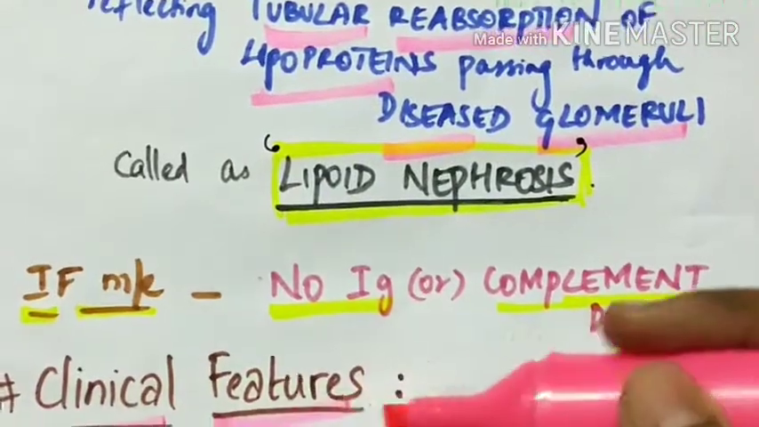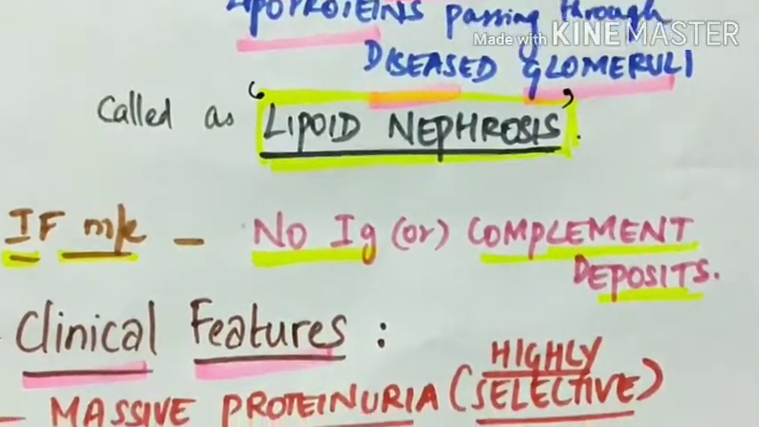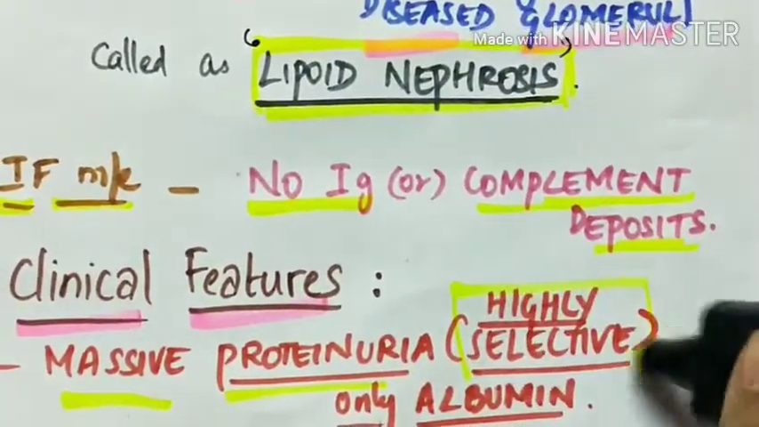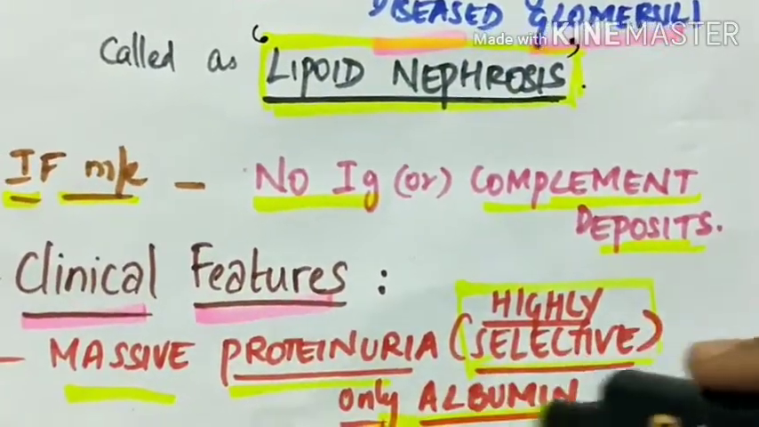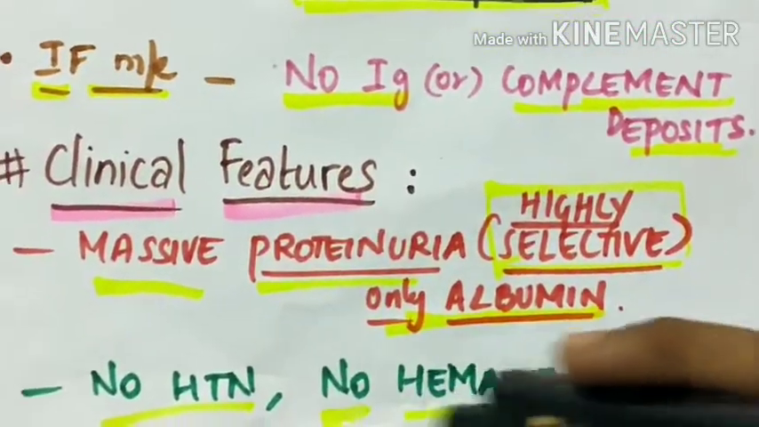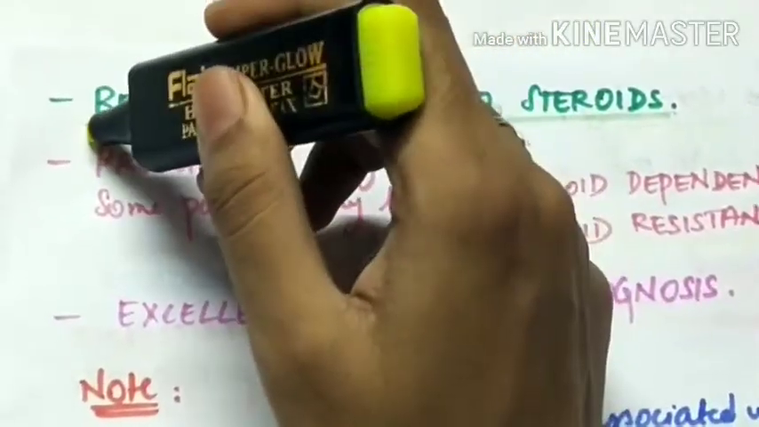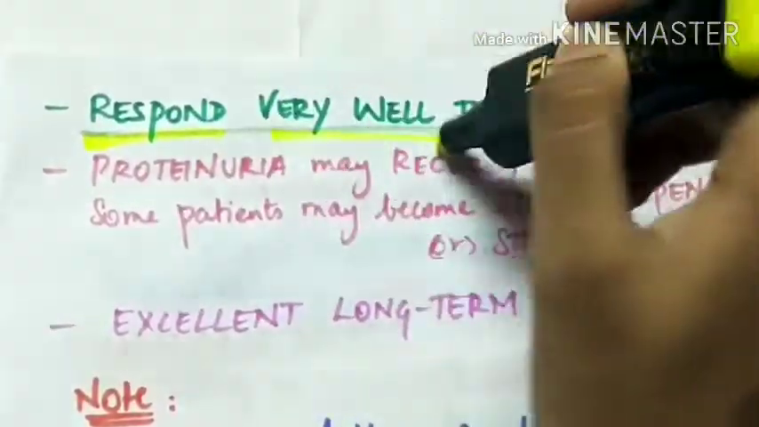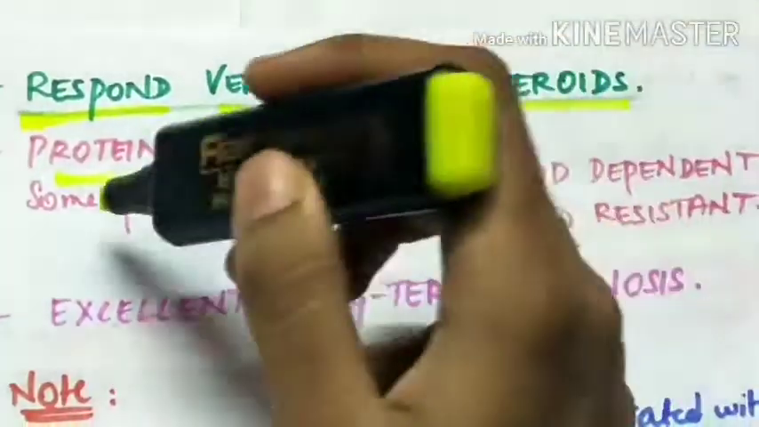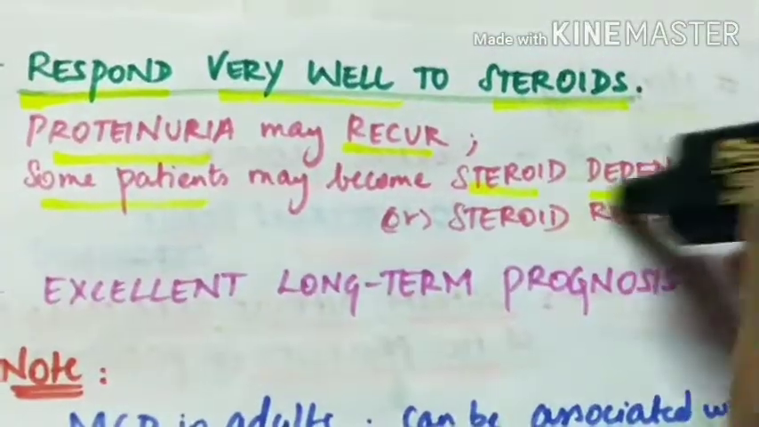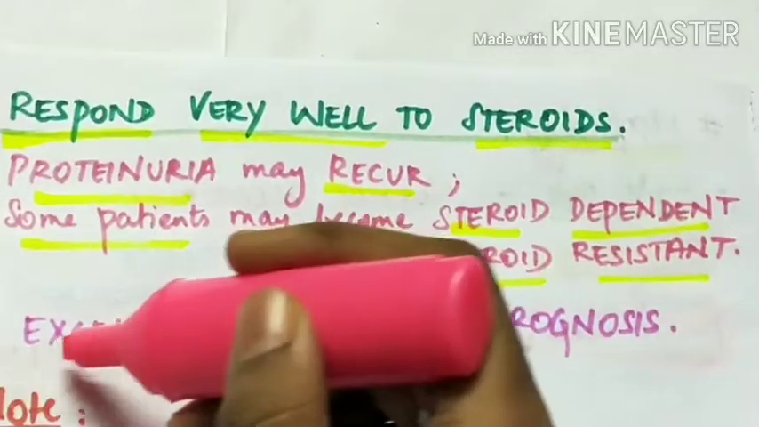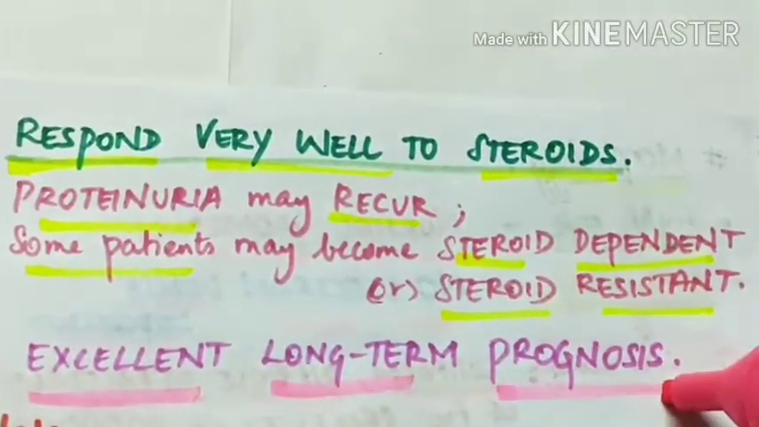Coming to the clinical features of minimal change disease. There is massive proteinuria, but the proteinuria is highly selective. Only albumin is excreted, not any other protein. There is no hypertension and no hematuria. The patients with minimal change disease respond very well to steroids. But proteinuria may recur. Some patients may become steroid dependent or steroid resistant. But the patients have excellent long-term prognosis.